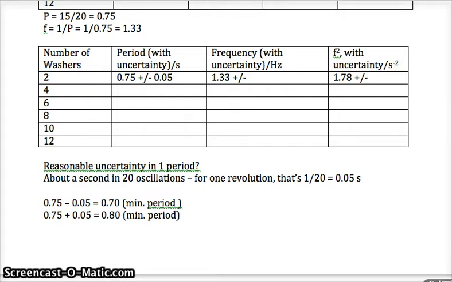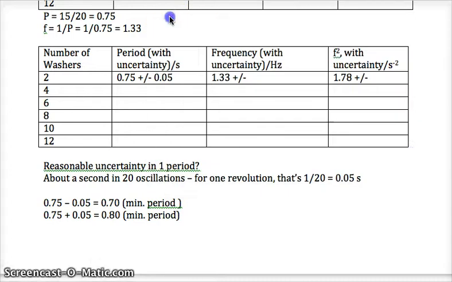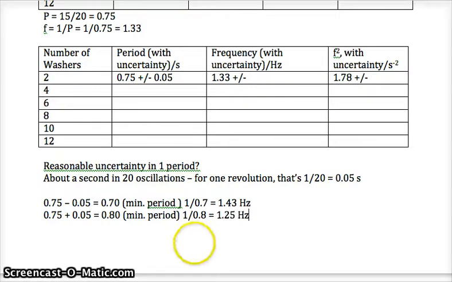And so if we want to calculate the minimum and maximum frequency, we're going to take 1 over 0.7, which gives us 1.43 hertz, and 1 over 0.8, which is 1.25. So that's the range of frequencies that you can have.